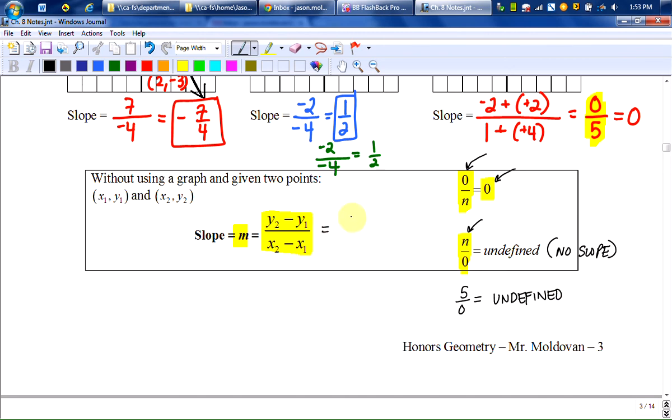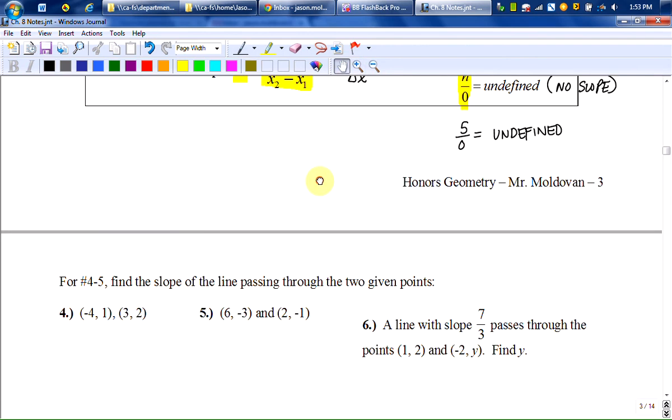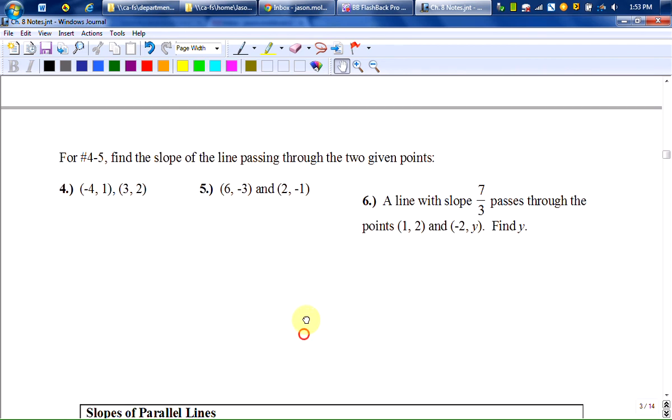One of the things we also do, kind of a fancy way to write this notation, is to use this little triangle symbol, which is a delta, which represents change. So change in y over change in x, or rise over run. Go to the next page. We'll just practice this a couple of times.